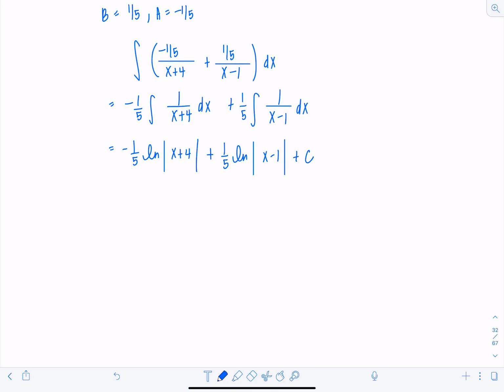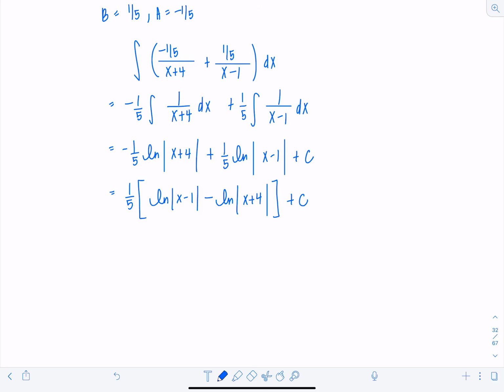Now I can clean this up a wee bit. I can factor out 1/5 from both of the natural logs, and I'm actually going to put natural log of x minus 1 first because that one's positive, and then minus natural log of x plus 4, and then I have the plus c hanging out there.